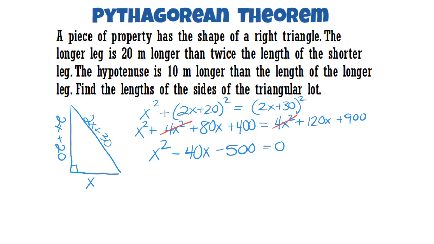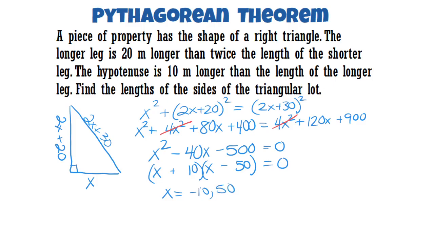This actually came out to some pretty nice numbers. In fact, so nice, I think it's very factorable. x and x. The factors of 500 that jump out at me are 50 and 10, which is exactly what I want. It's going to be a minus 50 and a plus 10. So it looks like x is either negative 10 or 50.